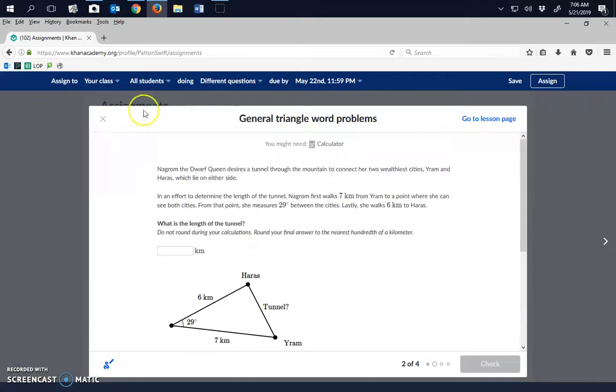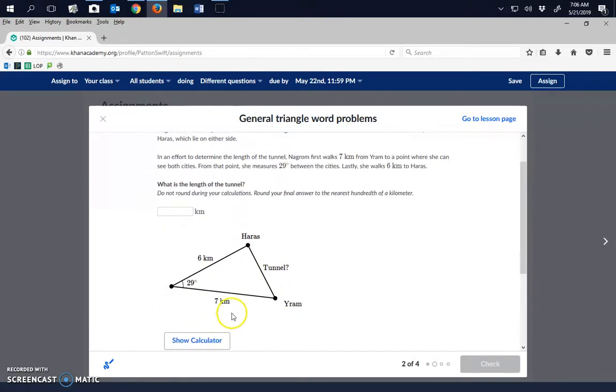All right, question 2. There is a queen that wants to build a tunnel between two cities as opposed to having to drive from Harris, which is 6 kilometers, and then to wherever town this is, I don't know, I should say. Then to Yarm, which would be another 7 kilometers, 13 kilometers total. The question is, how short would this tunnel be with the facts that we know?